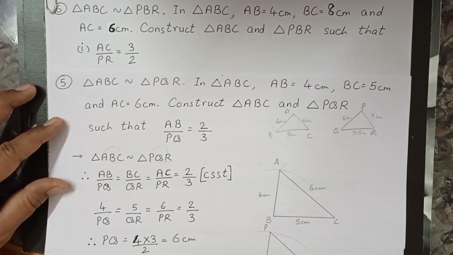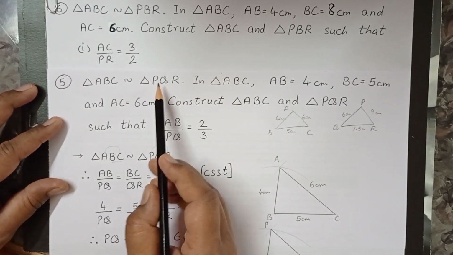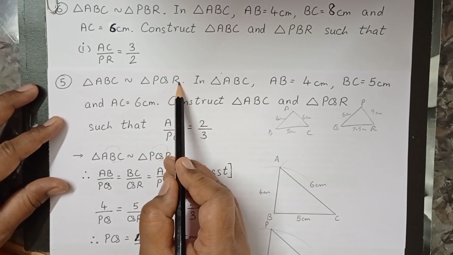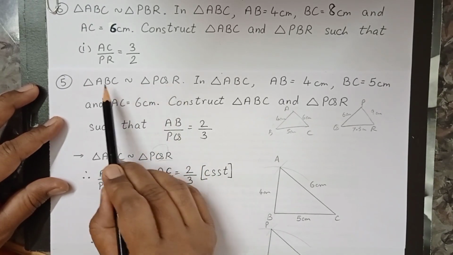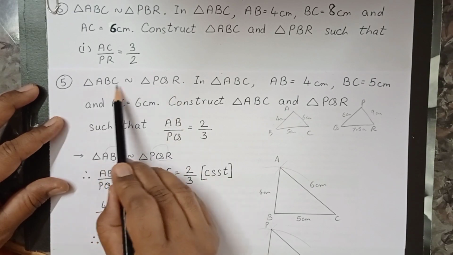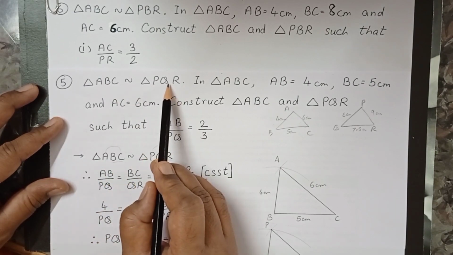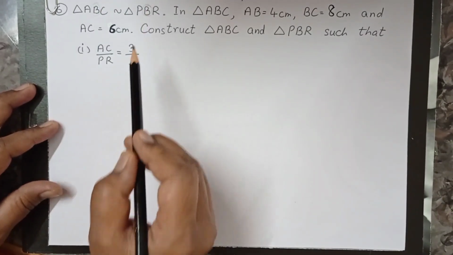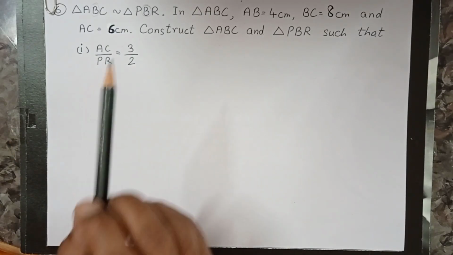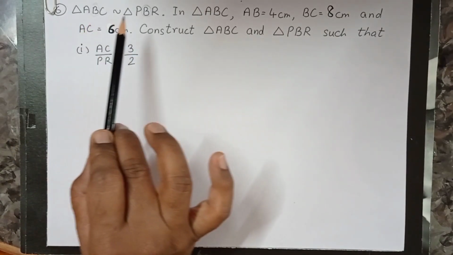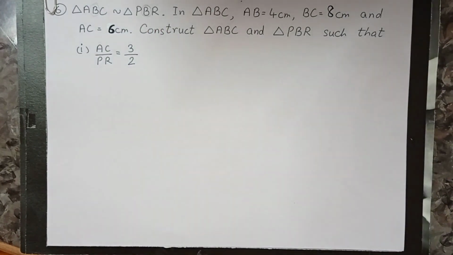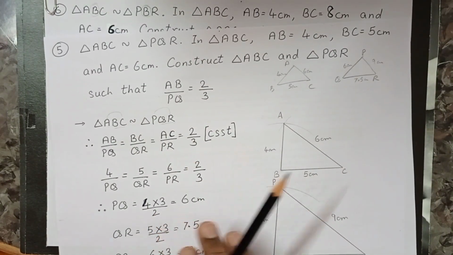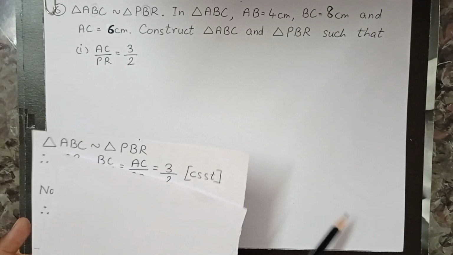This is different from the question that we have done before, where you see very clearly A, B, C and P, Q, R do not have any alphabet in common. That means they are not sharing any of their vertices. But in this question, you can see B is common in both of them. That means point B lies in both triangle ABC as well as PBR. So you cannot construct using this method. Let us see.